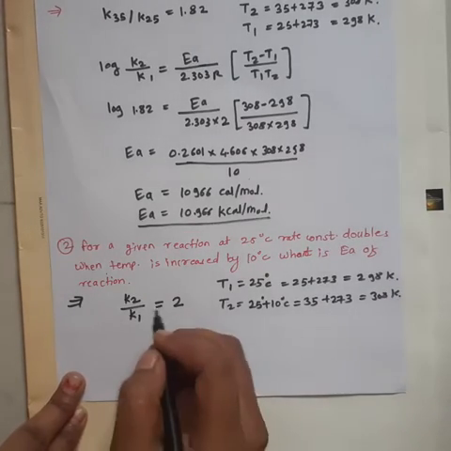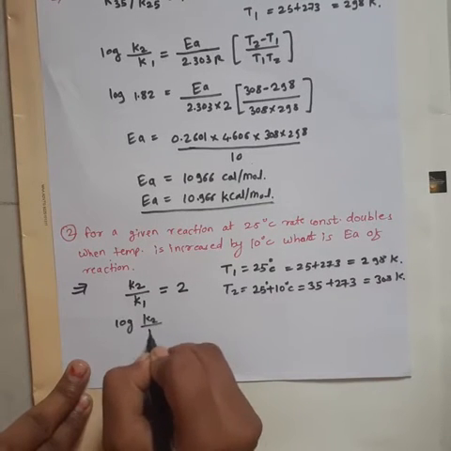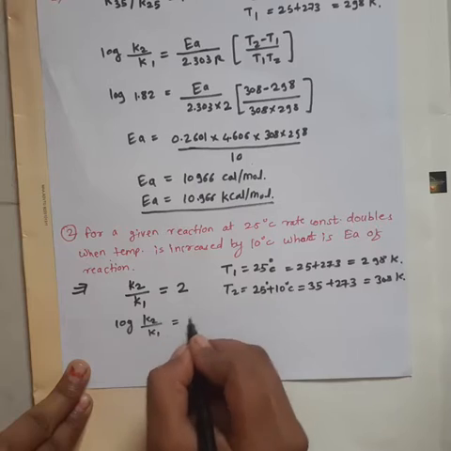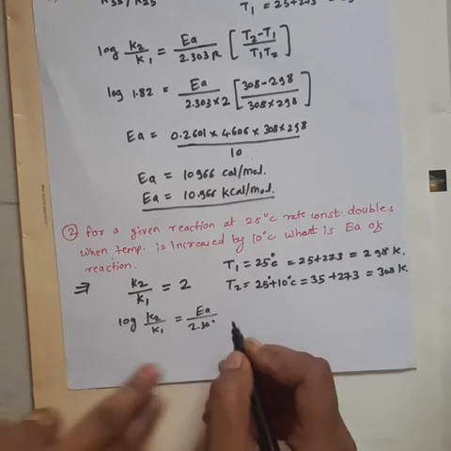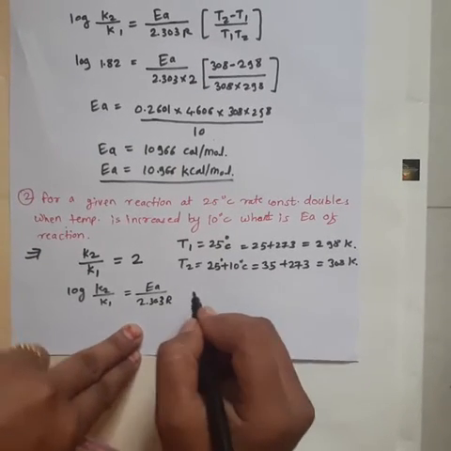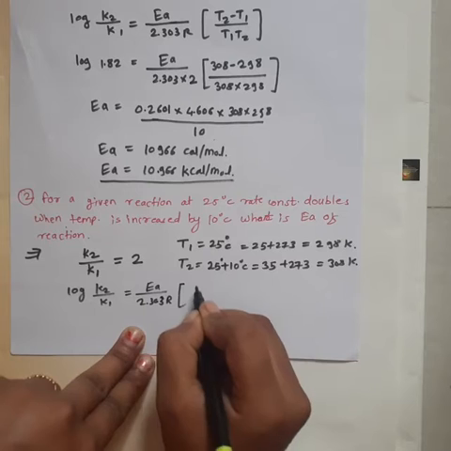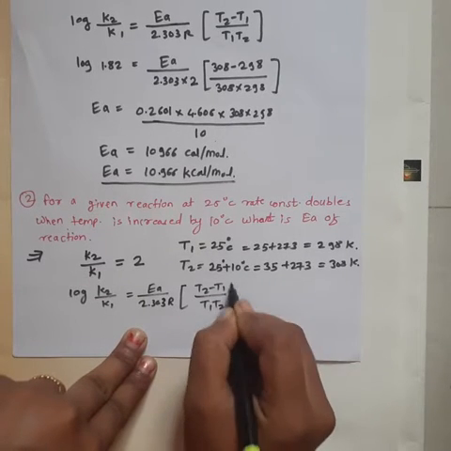So what is Arrhenius equation? Log of K2 upon K1 is equal to EA upon 2.303 R into T2 minus T1 divided by T1 into T2.